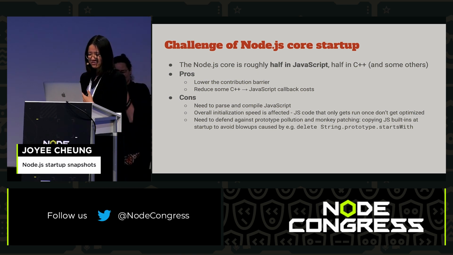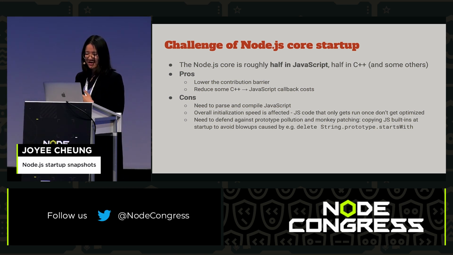For one, the JavaScript code needs to be parsed and compiled before they can be executed, and that takes time. And most of the JavaScript code for initialization only gets run once during the startup because it's just initialization. So it doesn't get optimized by the JavaScript engine. And when implementing a library in JavaScript, we have to take potential prototype pollution into account. You don't want the user to blow up the runtime just because they delete something from the built-in prototypes, like String.prototype.startsWith.